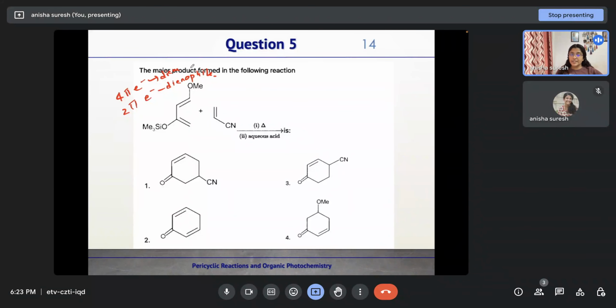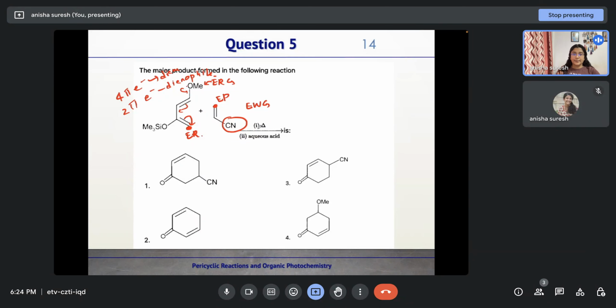The diene is electron rich in nature and the dienophile is electron poor in nature. This cyano group is an electron withdrawing group. It makes this center electron poor, and this methoxy group, OMe group, is an electron releasing group. It will release the electrons in this fashion and make this center electron rich. So the electron rich center and the electron poor center will react to give the Diels-Alder adduct. After the Diels-Alder reaction, it is treated with aqueous acid, and what will be the product that we will get?